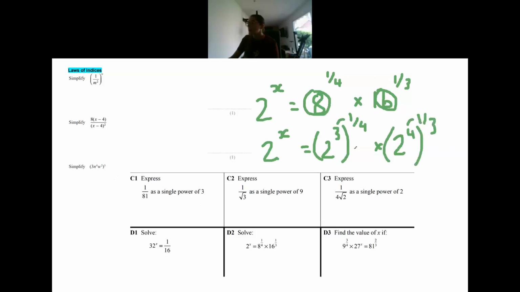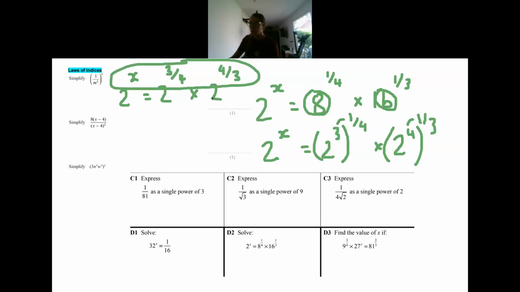Get these out of the bracket, so that's 2 to the power of x equals 2 to the power of 3 over 4. 3 times a quarter is 3/4, times 2 to the power of 4 over 3. Now I use my indices rules that when the base numbers are the same, I add my indices. So I've formed an equation, x equals 3 over 4 plus 4 over 3. Then you can chuck that in your calculator, 3/4 plus 4 over 3, 25 over 12. Leave it as a fraction or as a decimal.